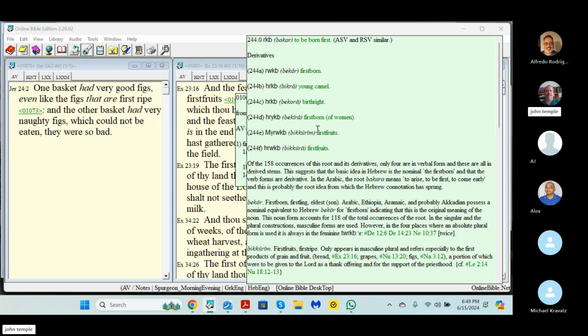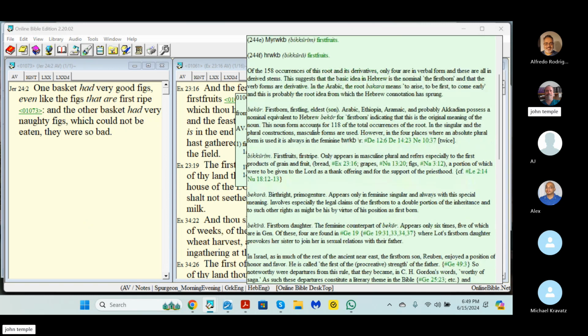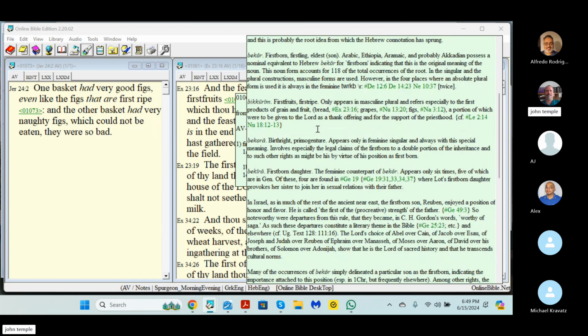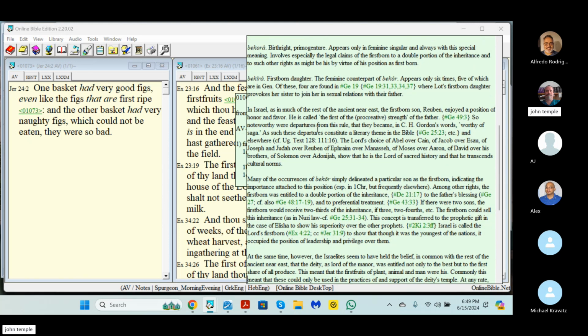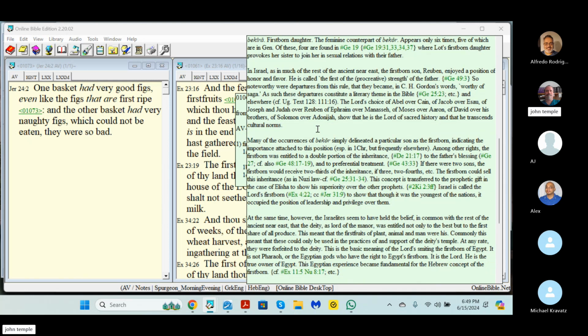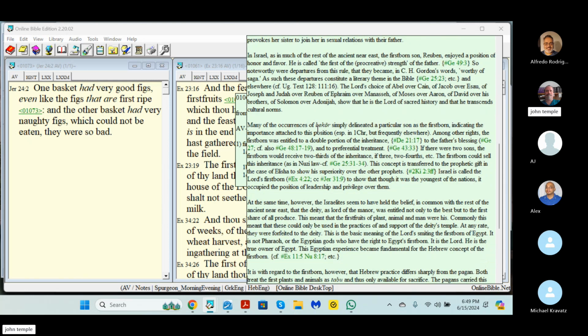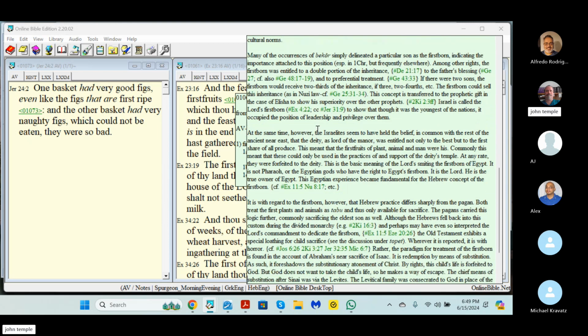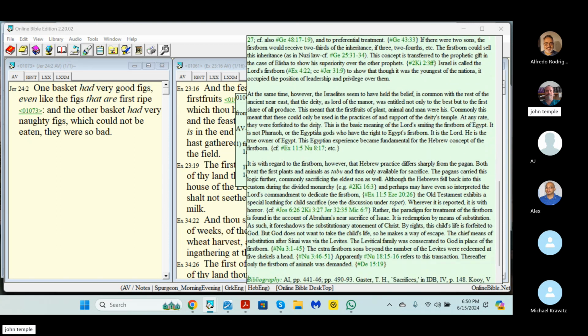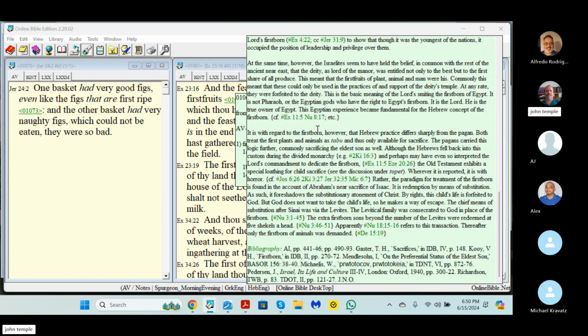We could probably look at this, but there's a whole bunch of stuff here. 158 occurrences of this root. Firstborn, firstling, the eldest son, first ripe, first fruits. Bekora is birthright, primogenitor. And then you got Bekira is firstborn daughter. And we know, talking about the firstborn son, that's Reuben. He was supposed to get the birthright, but he didn't. He was also supposed to be the head of the family, but then he didn't. So there's a lot of stuff here.